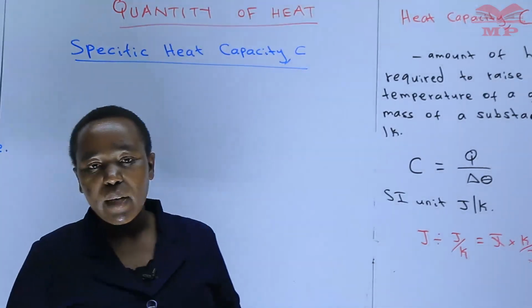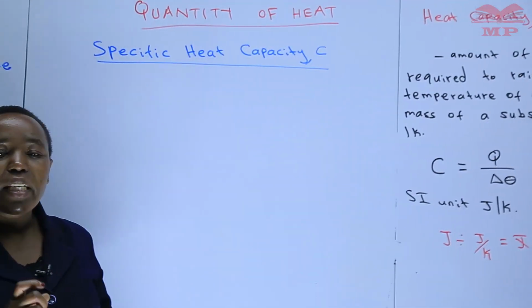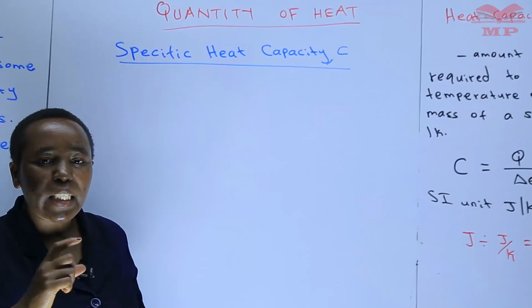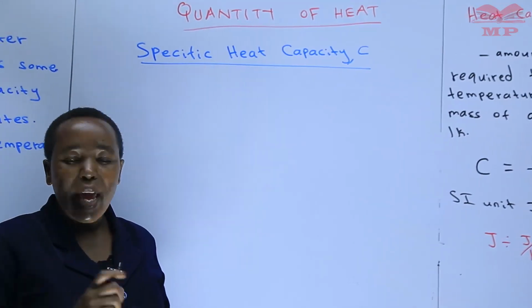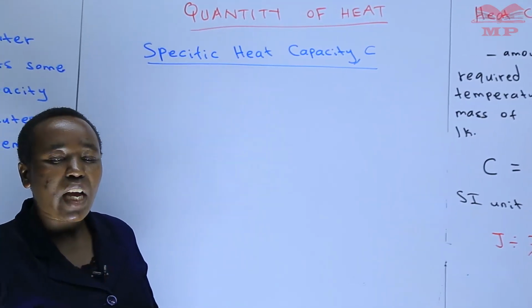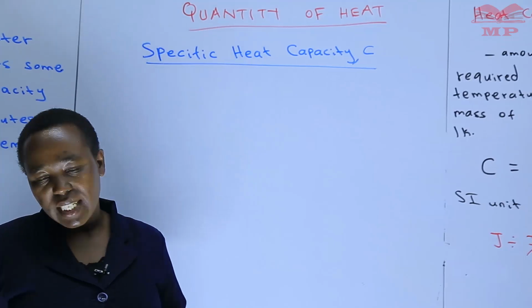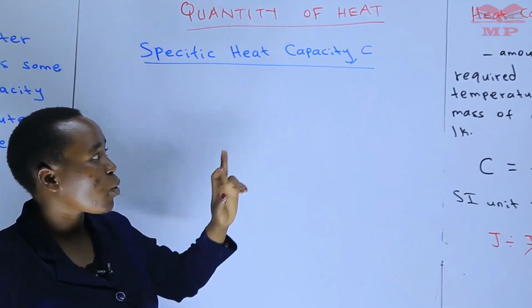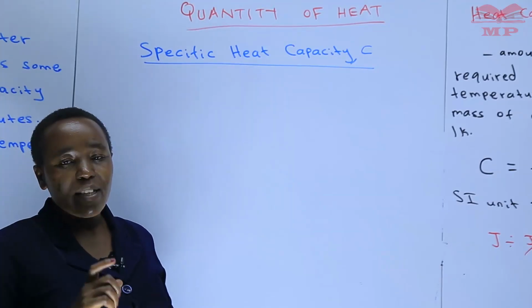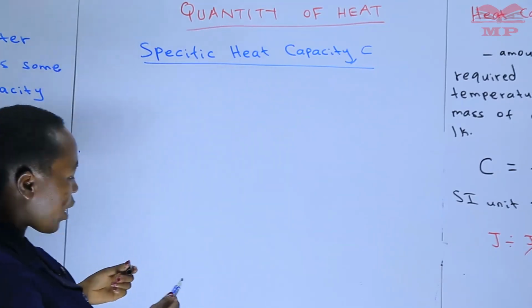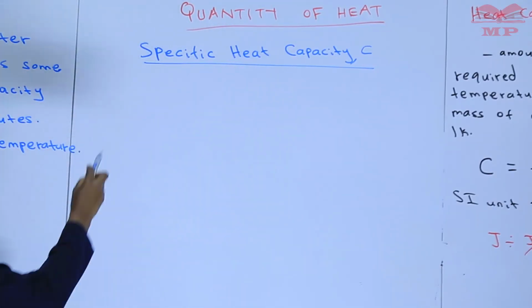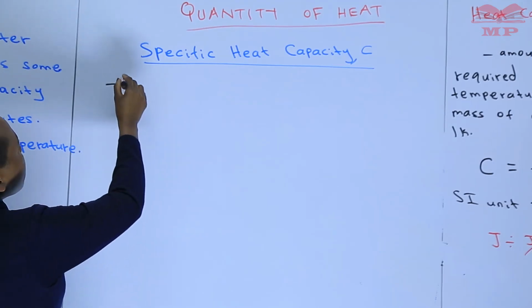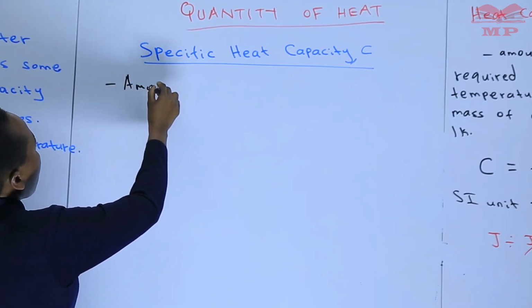Now when we talk of specific heat capacity, it refers to the amount of heat energy required to raise the temperature of a unit mass of a substance by 1 Kelvin. Now make the difference between the heat capacity and the specific heat capacity. We can first have that definition here. So we are saying that it refers to the amount.